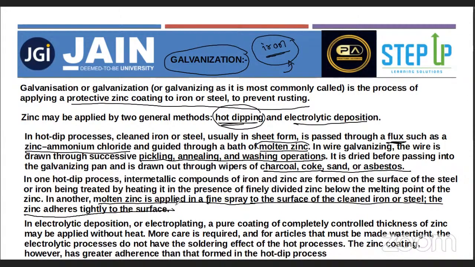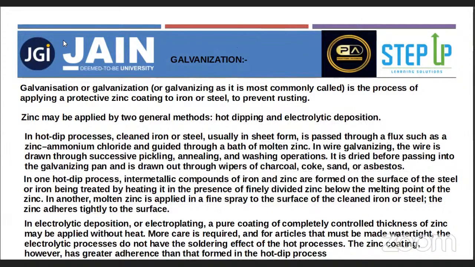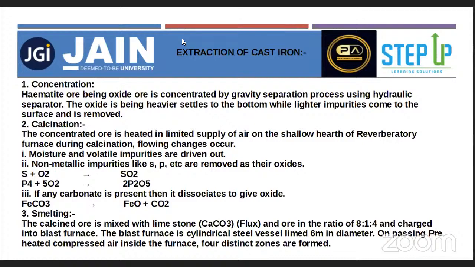For galvanization, what is important for you? There are two processes: hot dipping and electrolytic deposition. Hot dipping is what is important for you. You should know the definition of galvanization: the process of applying a protective zinc coating on iron and steel. Why? To prevent rusting, or you can say to give long life to metals like iron and steel.